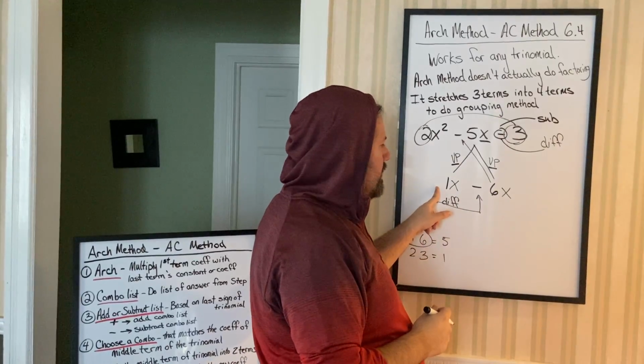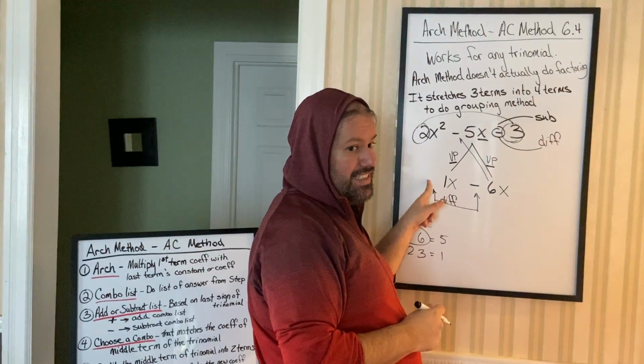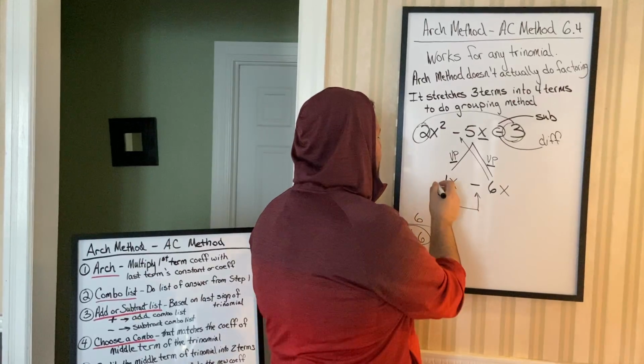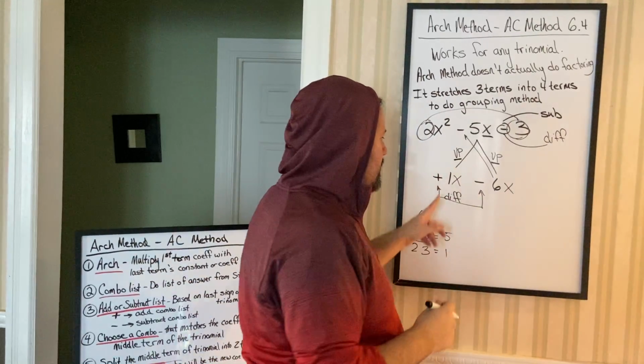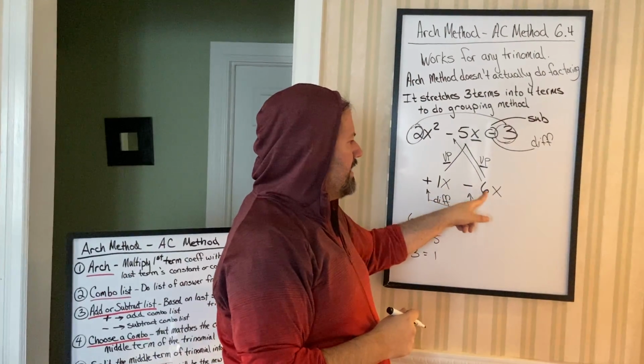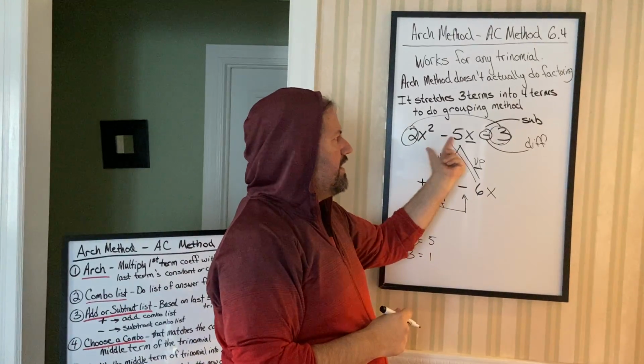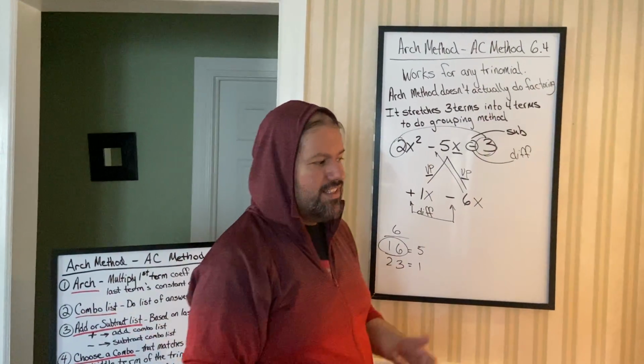Because they're different, this cannot be the minus sign because that would make it the same. It has to be a plus sign. You know that plus 1x minus 6x, if you combine them, that's how I get the -5x. That's how I get the split.